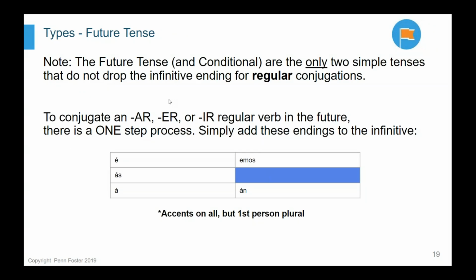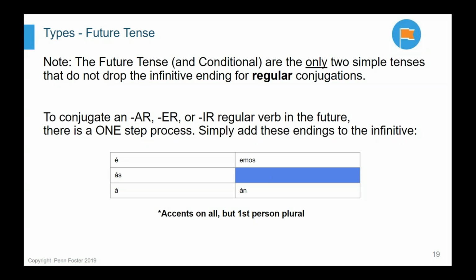Talk about a couple of the types of future tense verbs. As you can see, future tense and the conditional, which we're not going to talk about in today's webinar, are the only two simple tenses that do not drop the infinitive ending. Remember how with the preterite and the present, the first step for conjugation was to remove the AR, ER, or IR. In this case with future, we are not going to remove an ending. Instead, we are just going to add the new ending to the infinitive form. So é, ás, á, emos, án are those endings.